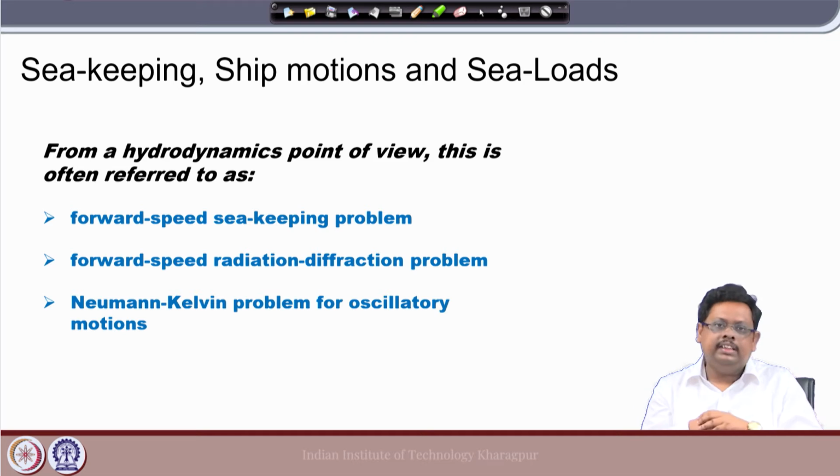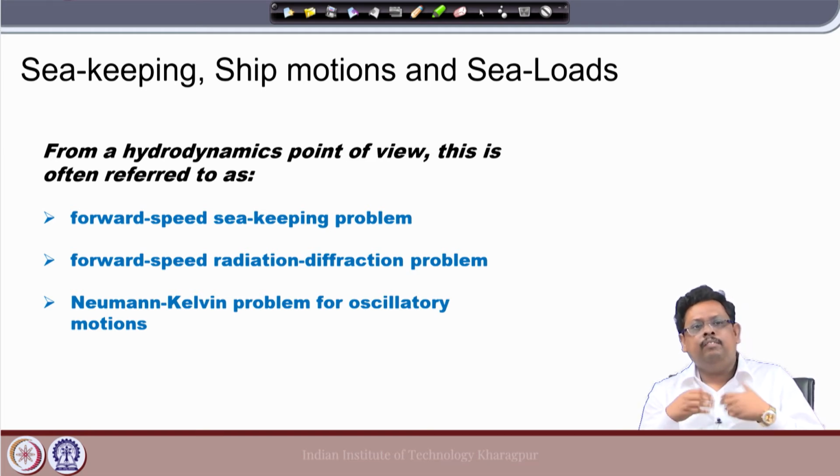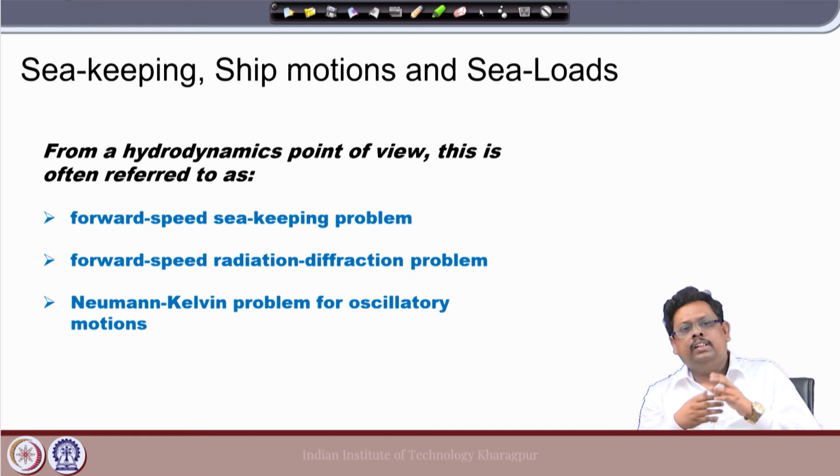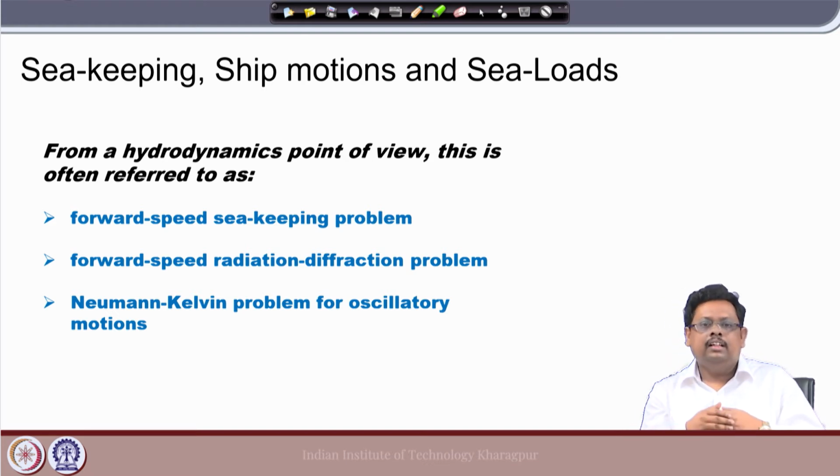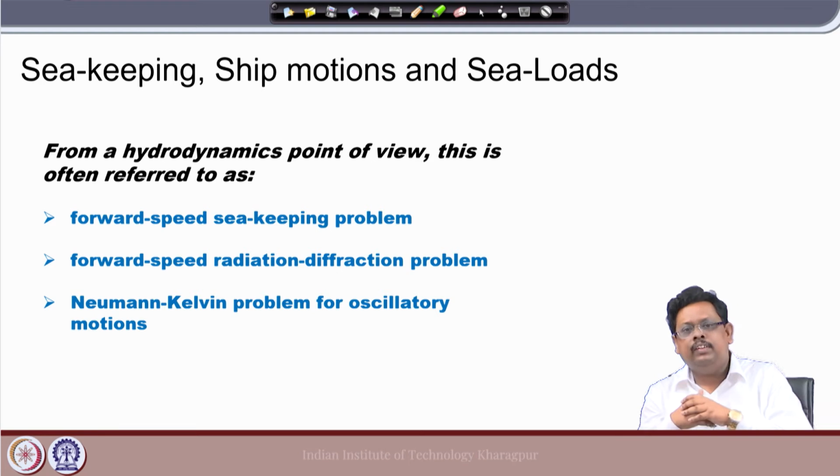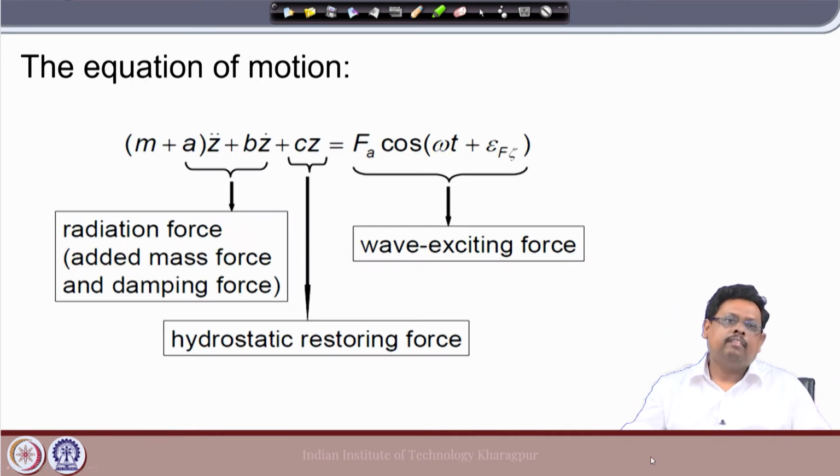Anyway, we are going to discuss all these aspects slowly. Sometimes this seakeeping problem is also referred to as the Neumann-Kelvin problem for oscillatory motion. The Neumann problem refers to the zero speed case, and when you introduce the forward speed, then Kelvin comes into the picture.